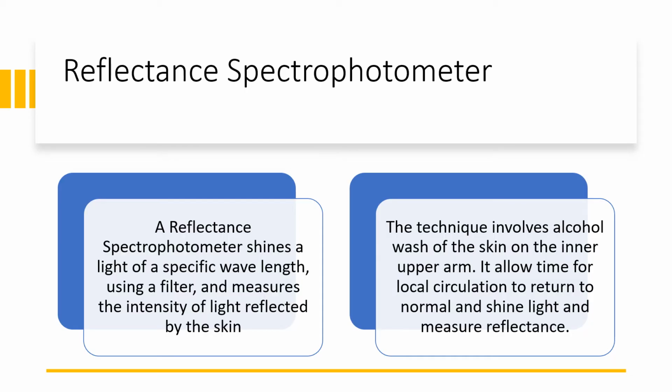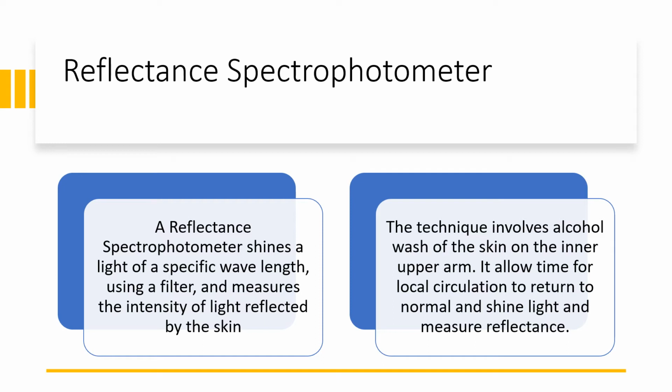Now let us try to understand the various equipment used for the measurement of skin color. They are based on two principles. First is the reflectance spectrophotometer. It shines light of a specific wavelength using a filter and measures the intensity of the light which is reflected back by the skin. Measuring the light reflected back by the skin is known as reflectance spectrophotometry.